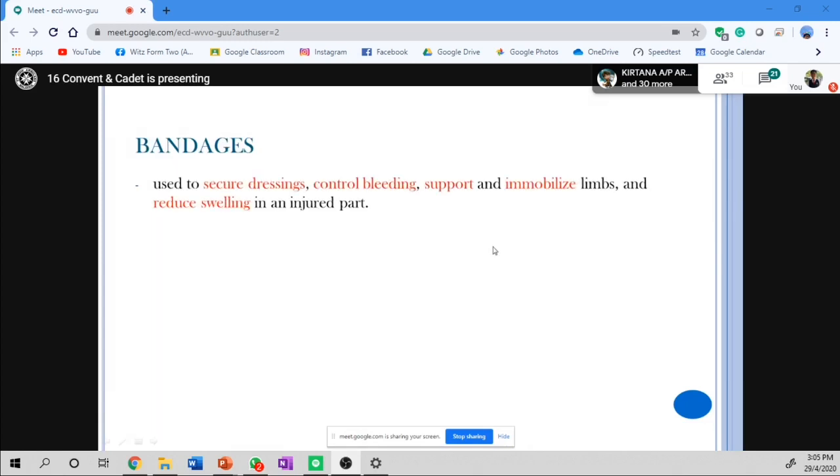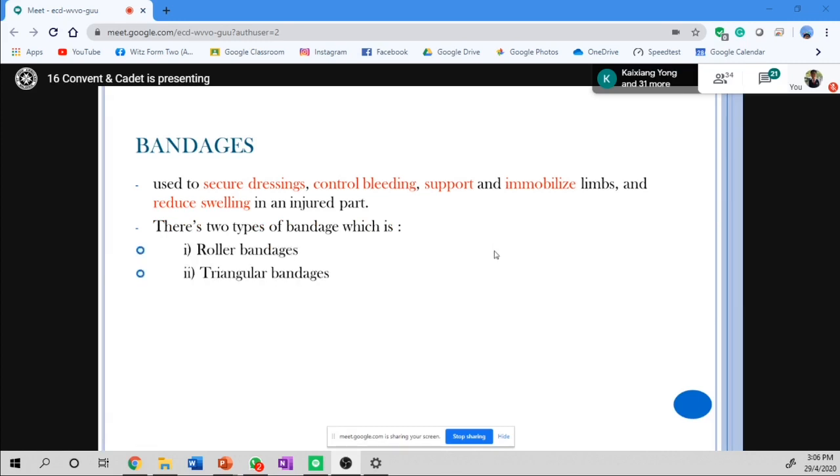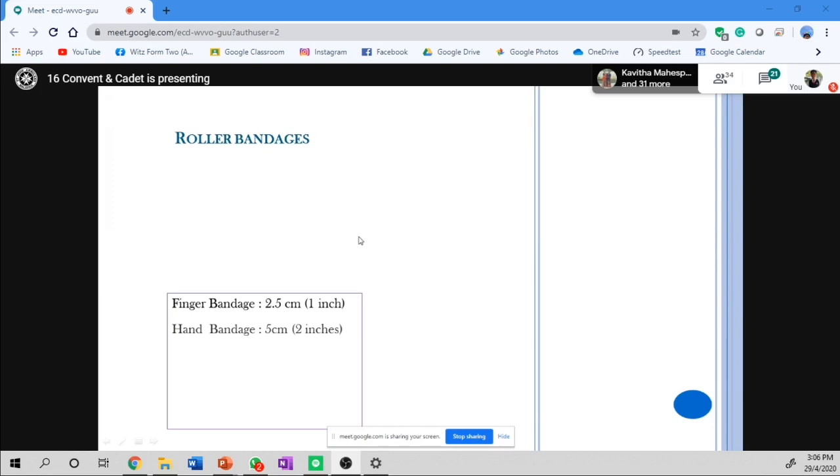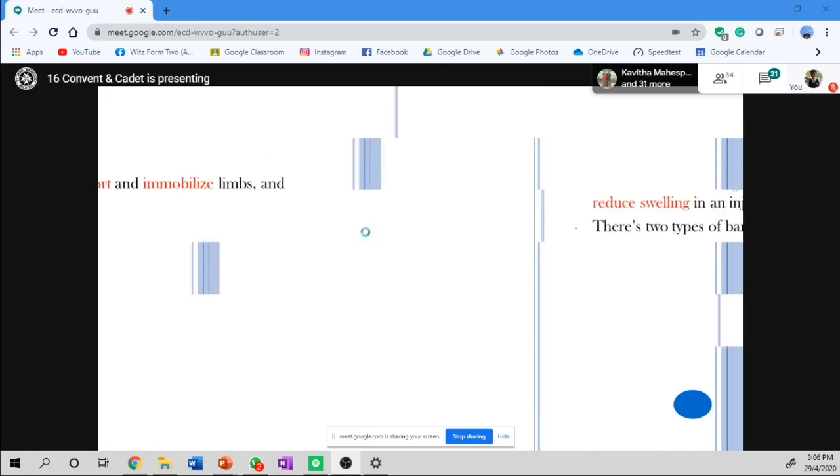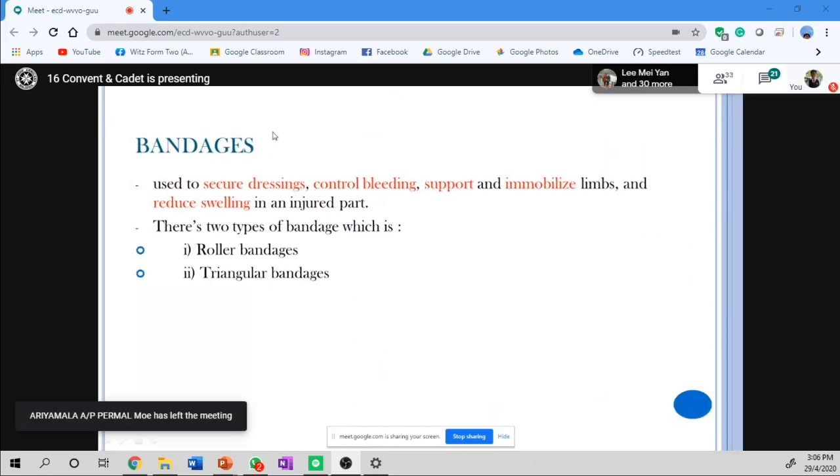So next will be bandage. We also have two types of bandage: roller bandage and triangular bandage. Roller bandage is something like this. As you all can see here, the red wording is the purpose of the bandage. First is to secure dressing, control bleeding, support and immobilize.